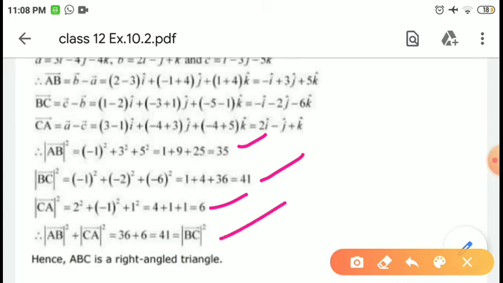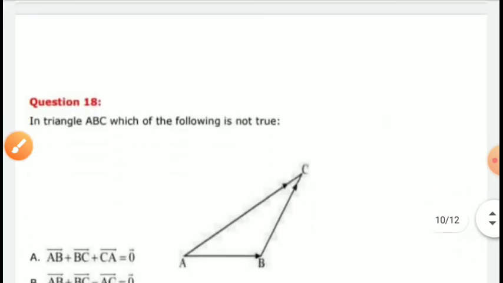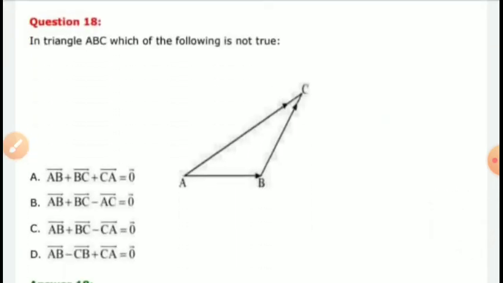So the sum of the squares of two sides will be equal to the square of the other side, therefore they form a right angle triangle. So now let us go for the 18th problem. In the triangle ABC, which one of the following is not true, is being asked.